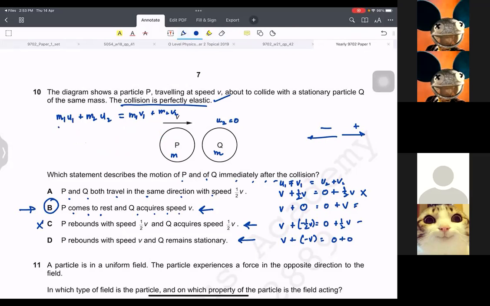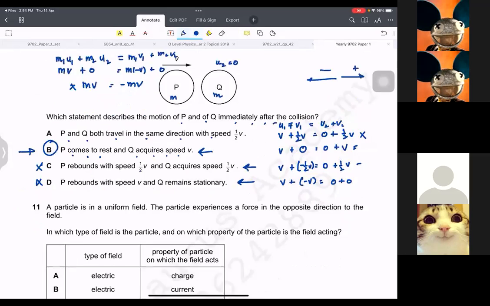Then this one, let's check, mv plus 0. And now let's do the last one. Rebounds with speed V, so m times minus V, and this stays 0. So now the answer is mv equals minus mv. This is also not correct. So that's how I chose V. Now, once the momentum conserves, right, you don't have to go forward. I just did it for your understanding. It could be multiple instances.